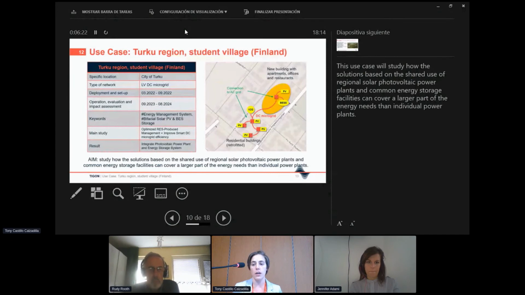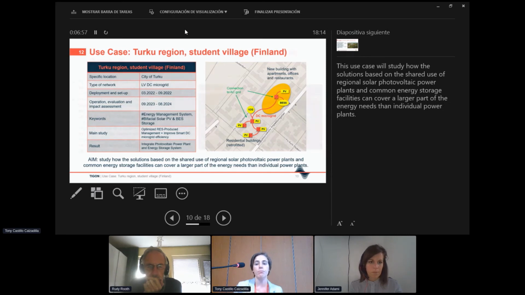So we have different PV plants installed in the residential district together with a battery. And we will see in the next year how this DC microgrid will work. The aim is to start the operation in September 2023. So now we are in the phase of designing the DC grids and deploying and setting up everything towards its demonstration.